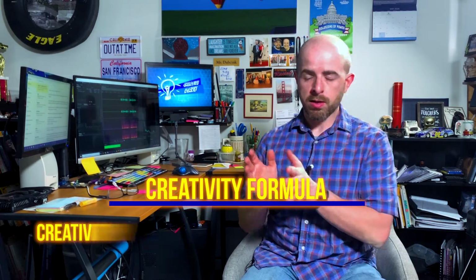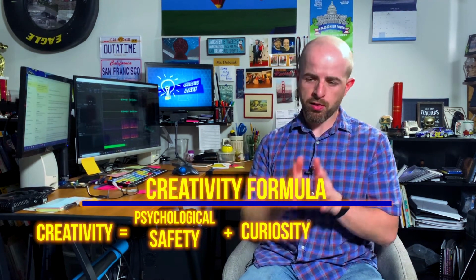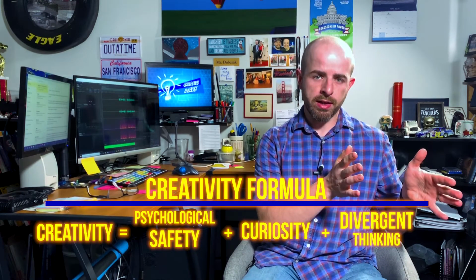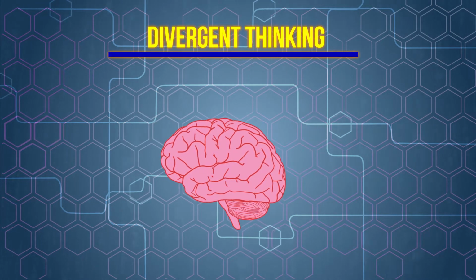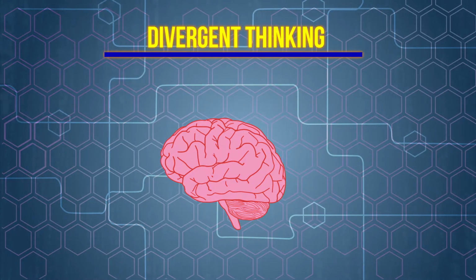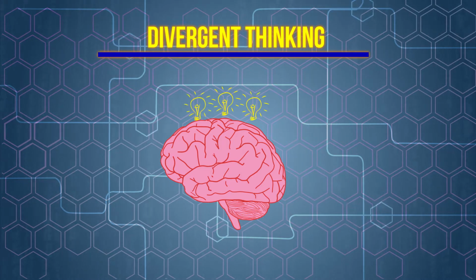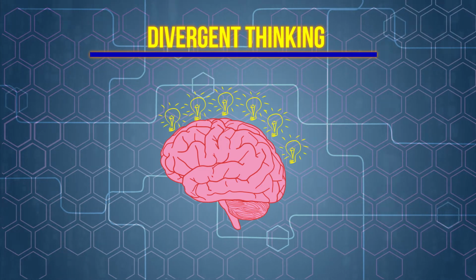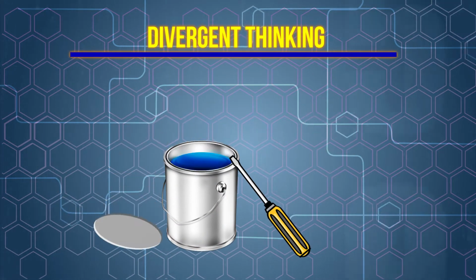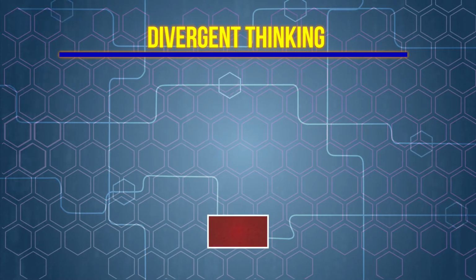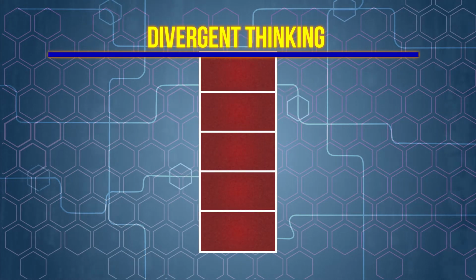Remember the creativity formula I talked about in episode 1? Creativity equals psychological safety plus curiosity plus divergent thinking. Well, let's talk a little bit more about that divergent thinking part. Divergent thinking could have a couple of different definitions. The first one is the ability to make your mind go in many different directions. Second one is the ability to generate many different solutions to a problem. The third one is being able to use tools in different ways or different contexts. And the fourth one would be the ability to build off of other ideas.